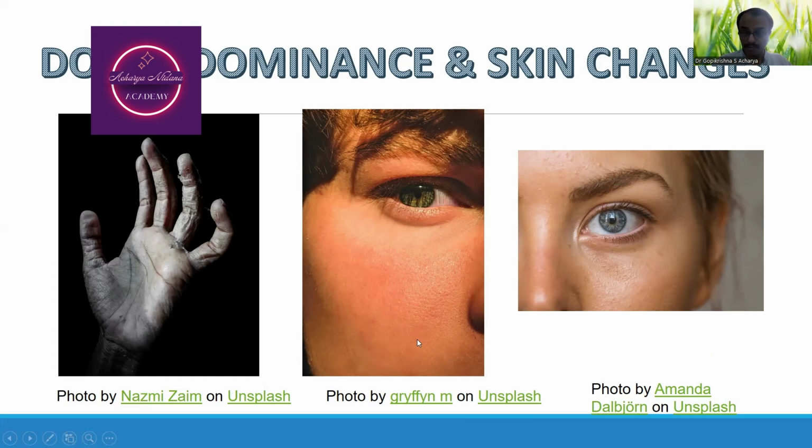Whereas this is the image where you can see the redness, so there may be a possibility of Pitta dominance. Whereas this is the image showing oiliness on the surface of the skin, that is usually indicative of kapha dominance.